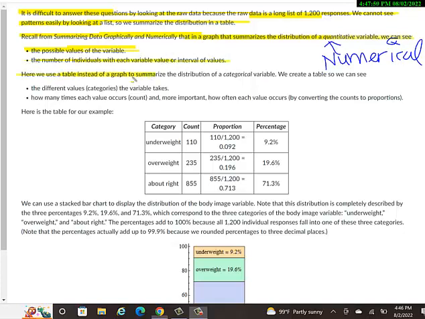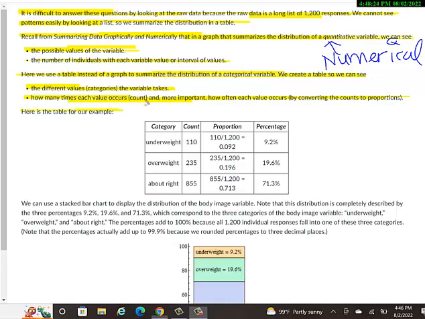Here we use a table instead of a graph to summarize the distribution of the categorical variable. Because here, it's not like people gave a number response, they gave a categorical response. Were you in the underweight category, overweight category, or just right category? Those are not quantitative because they're not numbers. We create a table so that we can see first the different values or categories the variable takes on, and then second, how many times each value occurs, the count, and more important, how often each value occurs, by converting the counts to proportions.